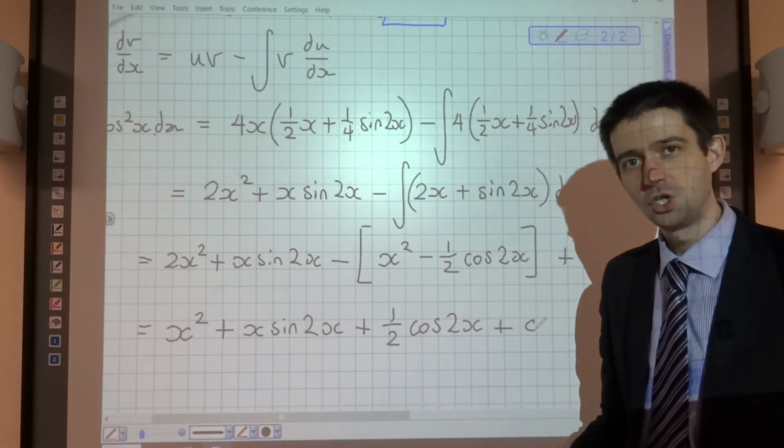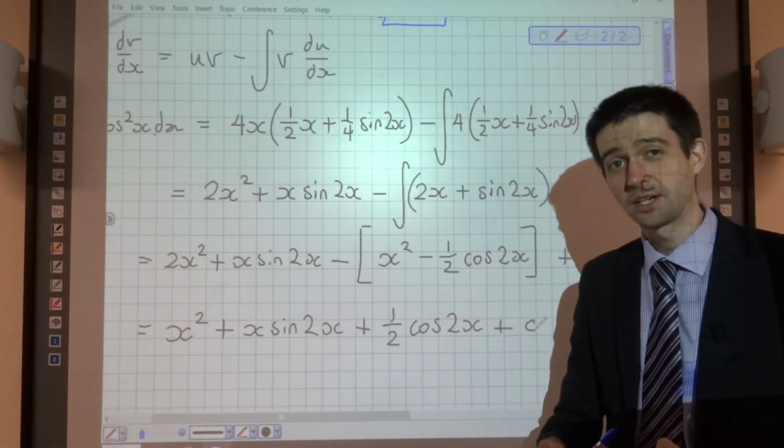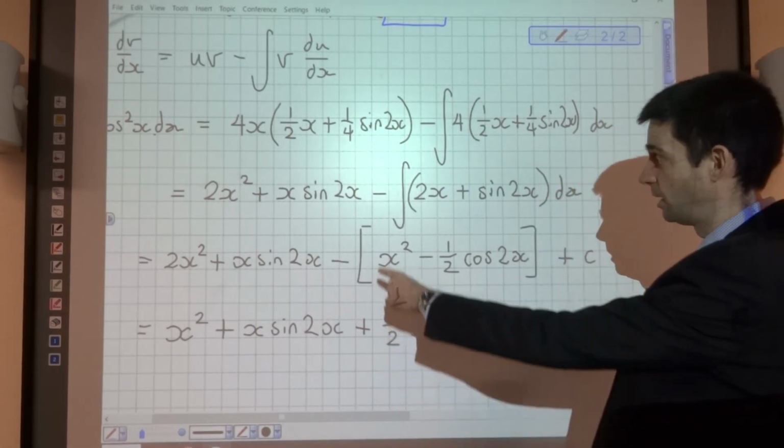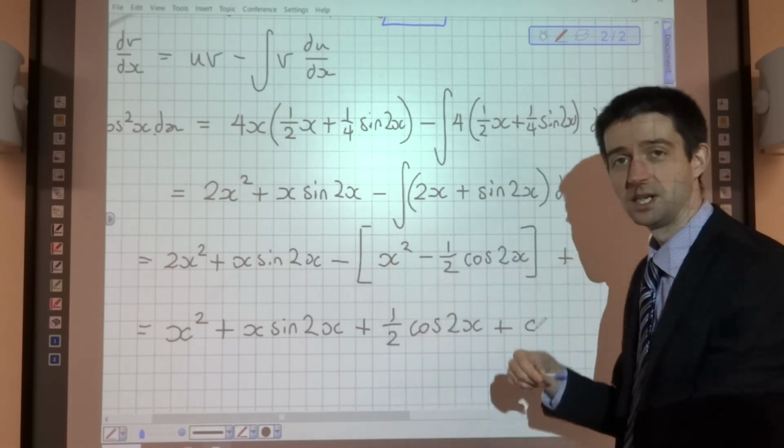Key points to note along the journey: how to integrate cos squared x using that swap, that's one to learn. And then when we get down to this stage here, subtracting both terms and just being careful with your signs for your final expression.